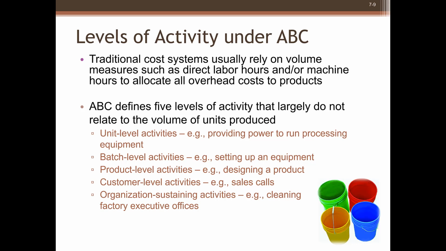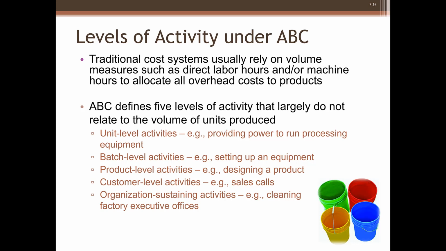Unit level activities are performed each time a unit is produced, such as providing power to run processing equipment. Batch level activities are performed each time a batch is handled or processed, regardless of how many units are in the batch. For example, setting up equipment and shipping customer orders are batch level activities.